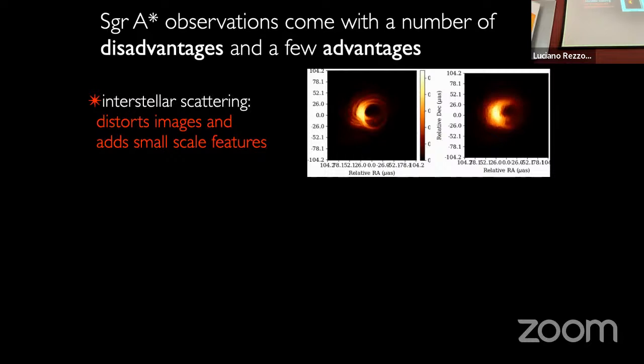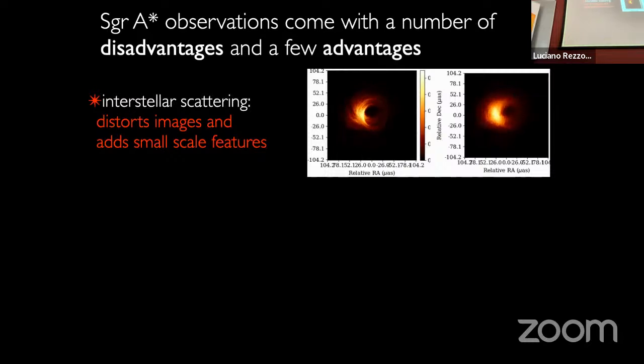And it's the first object we looked at, okay? We wanted to look at Sagittarius A star first, but then we realized that actually there are a number of complications that come with this object. So a number of disadvantages and a few advantages. Let me explain what these are.